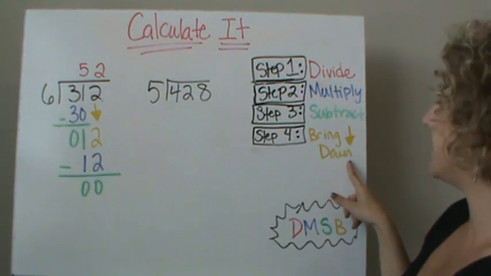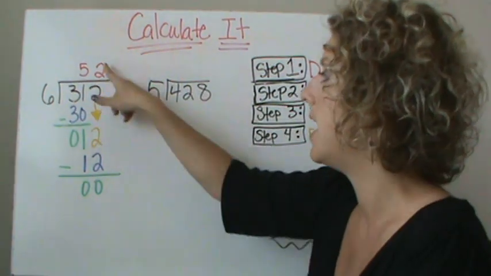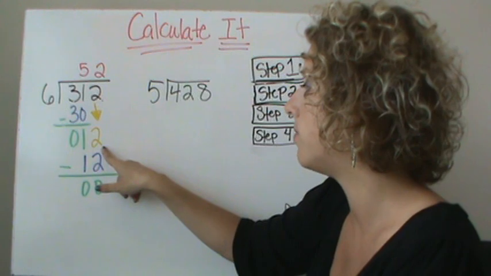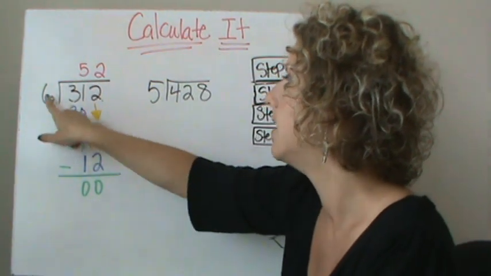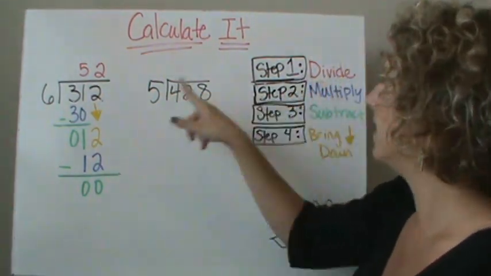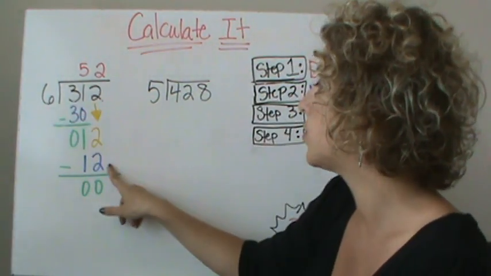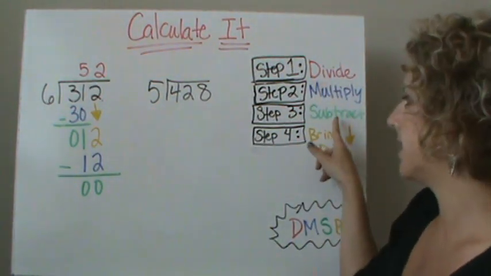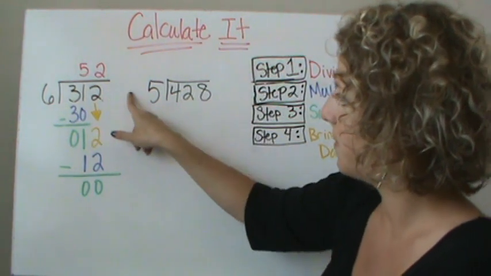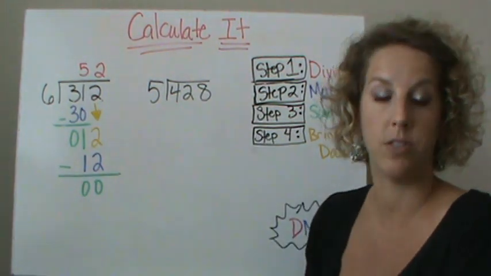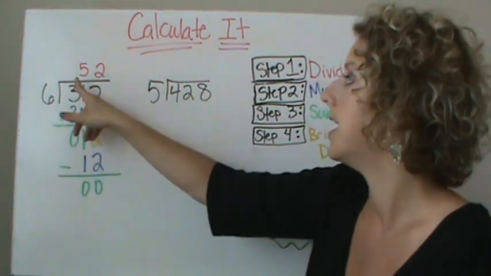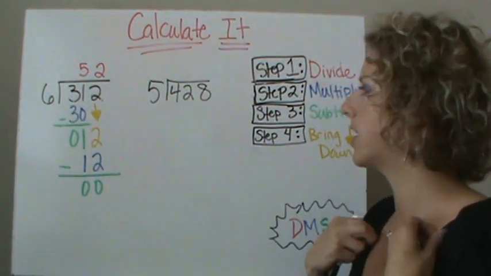And the last step is to bring down. I want to make sure and bring down that very next number. So now I have 12. 12 divided by 6 is 2, so I divide. Then I multiply. 2 times 6 is 12. Then I subtract. 12 minus 12 is 0. And if I look up here, there are no other numbers to bring down, so I'm finished. And especially since I ended up with 0, my answer is 52. Let's look at another example.